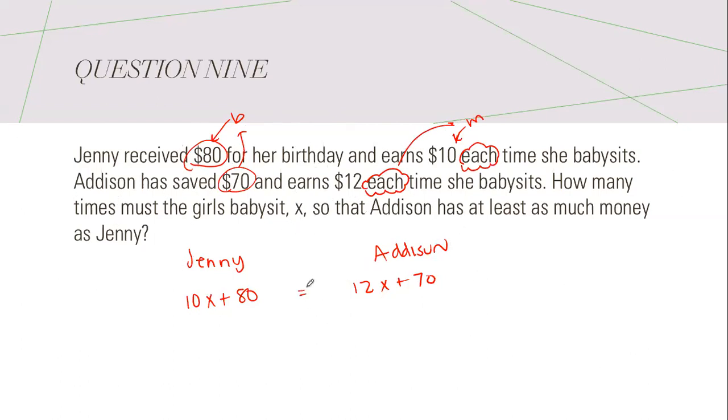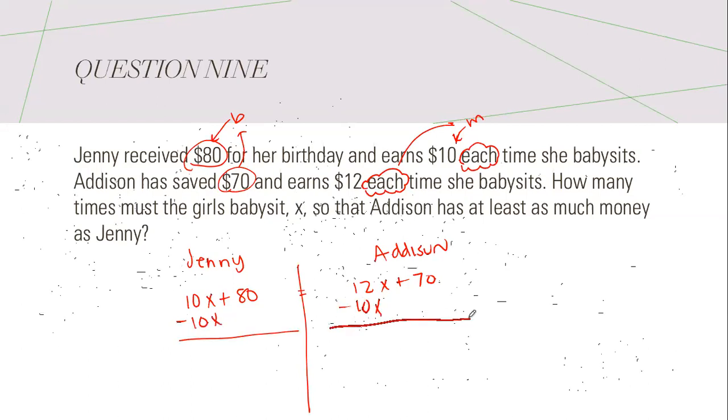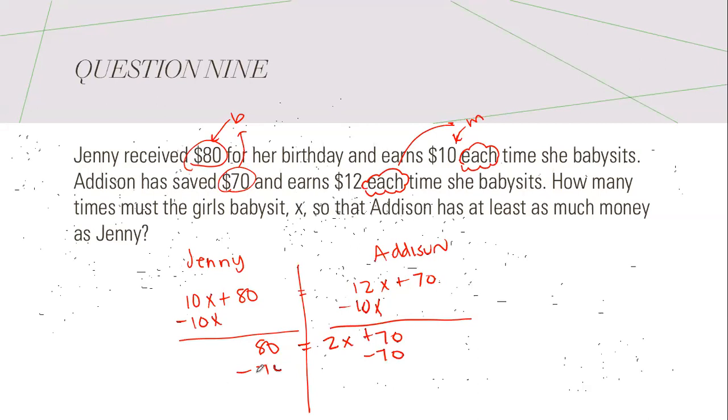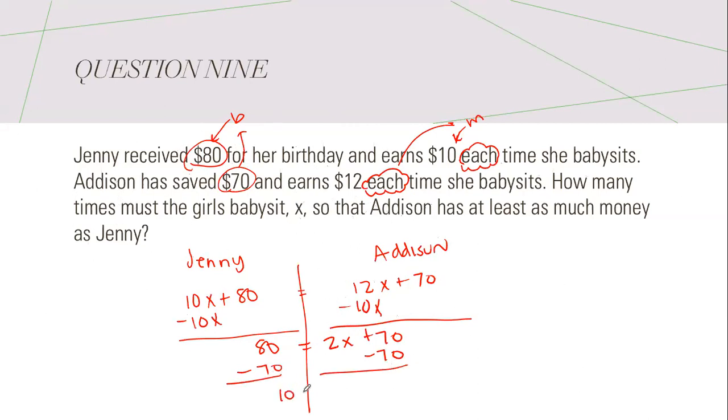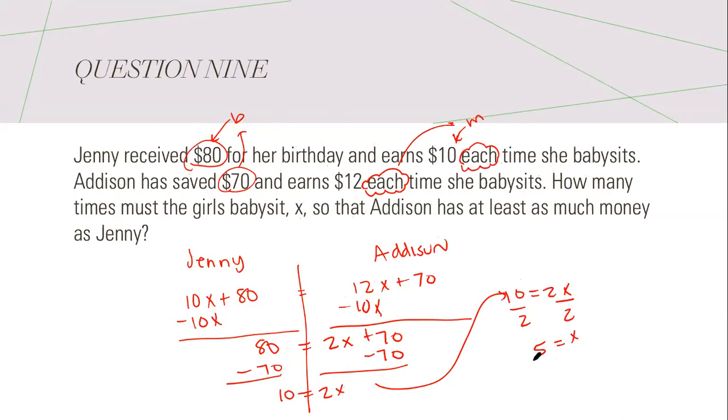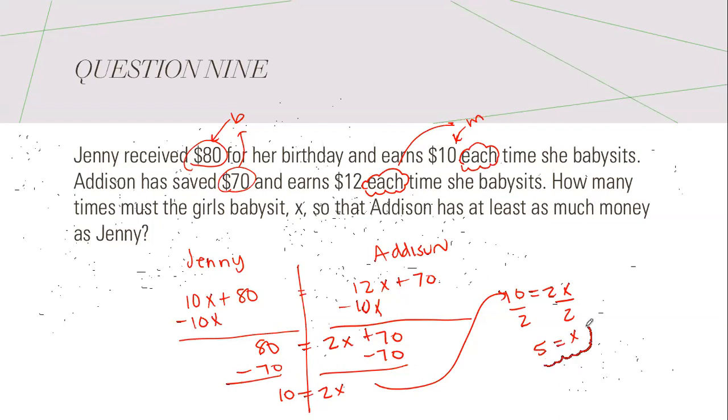So solving, this is the way I did it. I'm gonna subtract 10x from both sides. That'll give me 80 equals 2x plus 70. I would subtract 70 from both sides, getting rid of my constant. That would give me 10 equals 2x. And then I would divide by the coefficient, and you should get x equals 5. Yay, so if you got that right, mentally high five yourself. Yeah, all right.